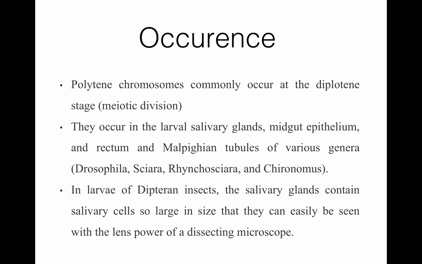These polytene chromosomes are visible during interphase and prophase of mitosis. In larvae of dipteran insects, the salivary gland contains salivary cells which are large in size and they can easily be seen with the lens power of a dissecting microscope.